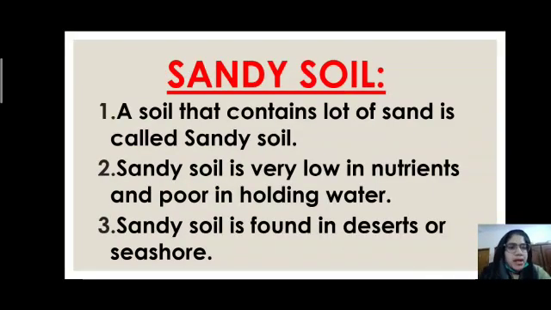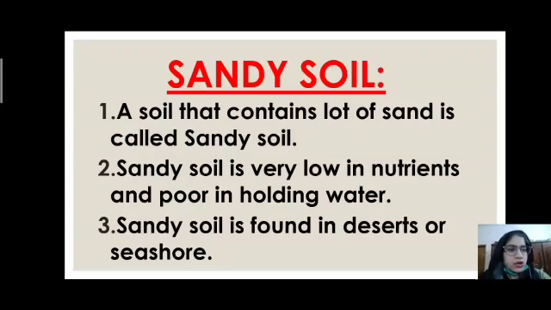The first one is sandy soil. What is sandy soil? If the soil contains a lot of sand, then it is called sandy soil. Sandy soil is rough. It is found in deserts or on the seashore. As we all know, deserts and seashores are areas of rough surface, so that is why sandy soil is rough.